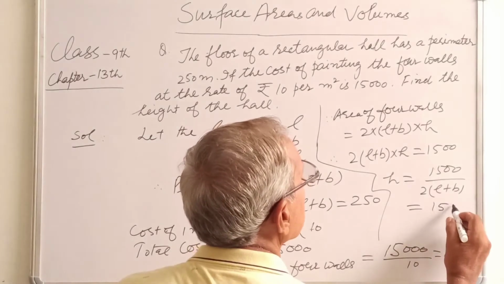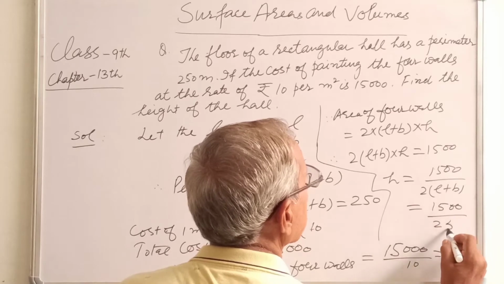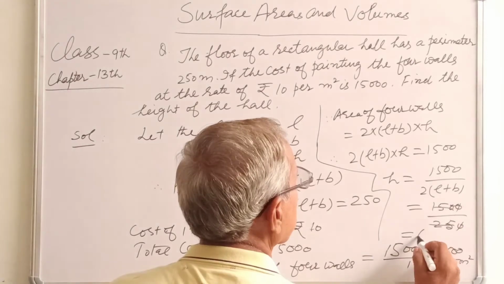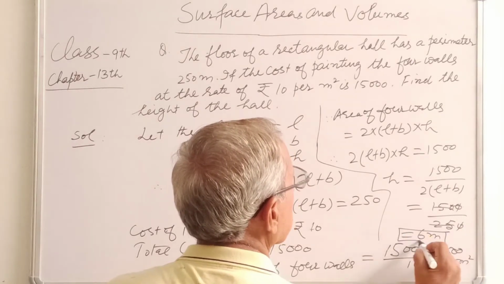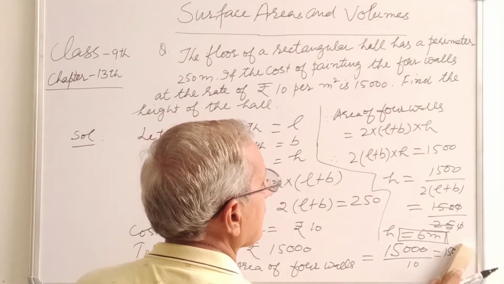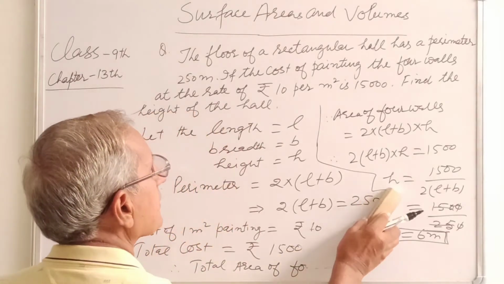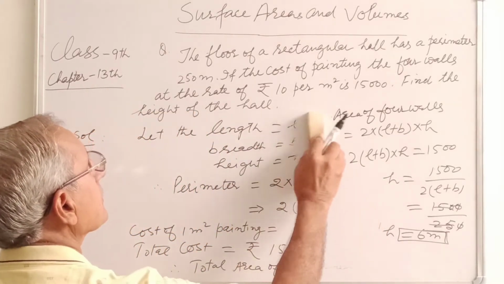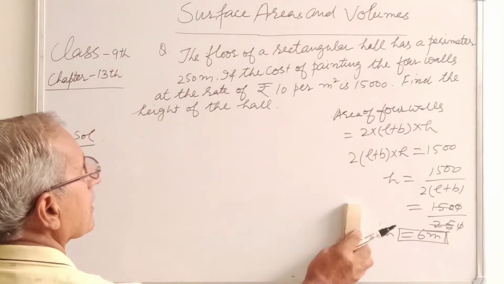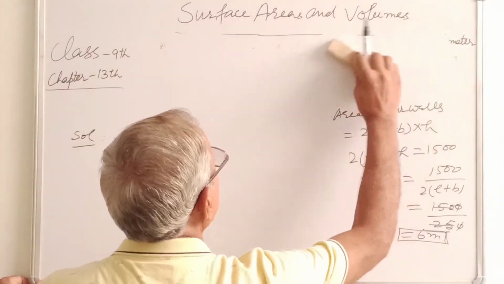So 1500 divided by 250, that will be 6 meters. This is the answer. The height of the hall will be 6 meters. So this was the question to find the height of the hall if the total cost for painting was given and the perimeter was given.